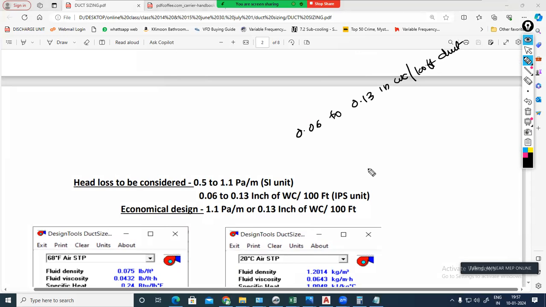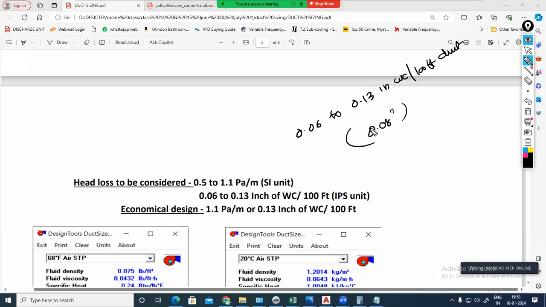Each 100 feet of duct length, this much water column of pressure drop can come. We already discussed those things yesterday in the pipe sizing session. As an average, you can take 0.08 inch of water column per 100 feet of duct length pressure drop.